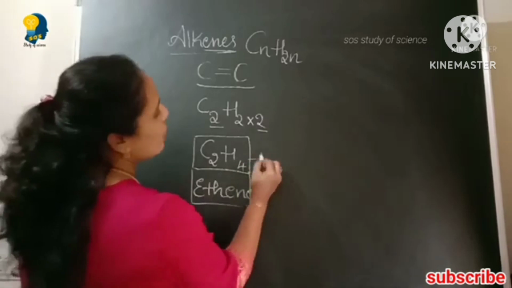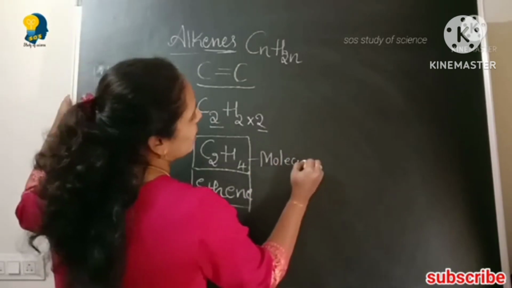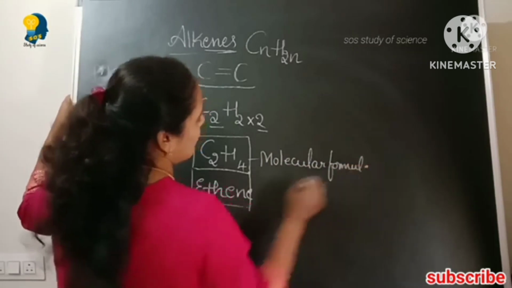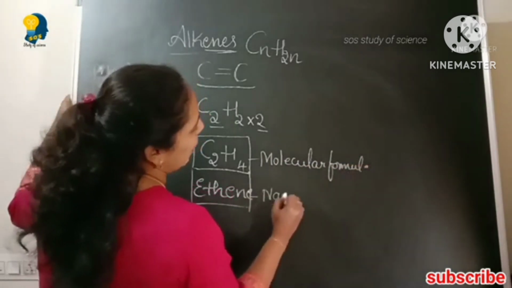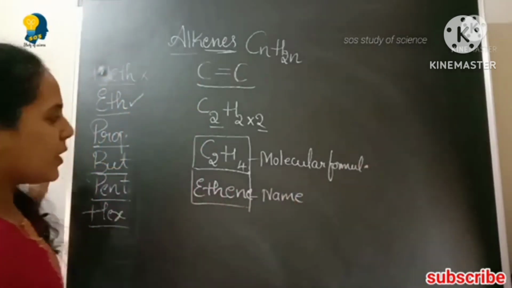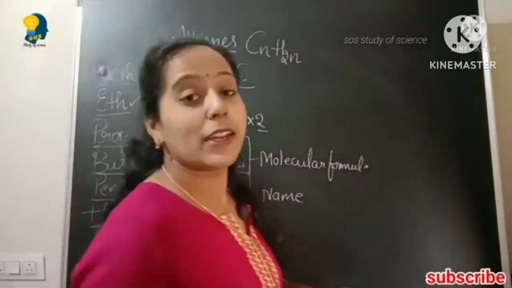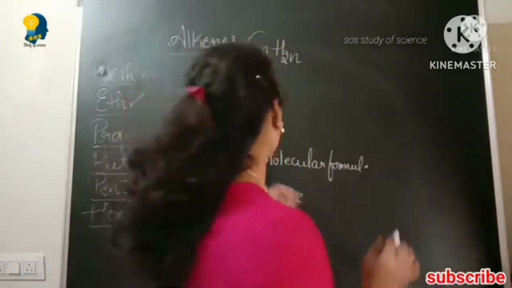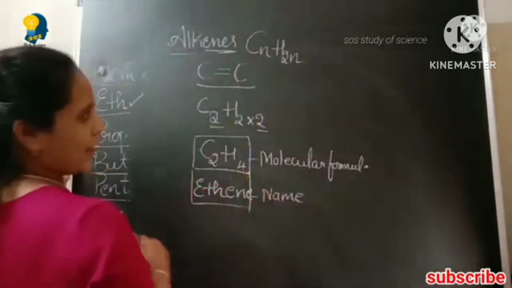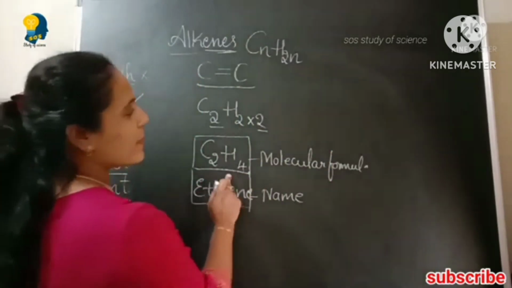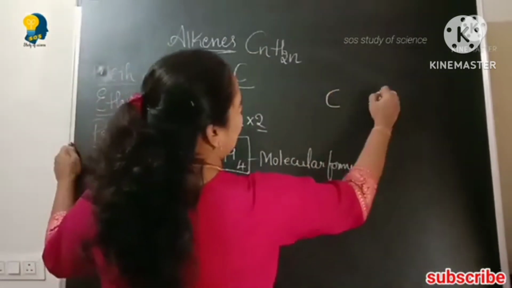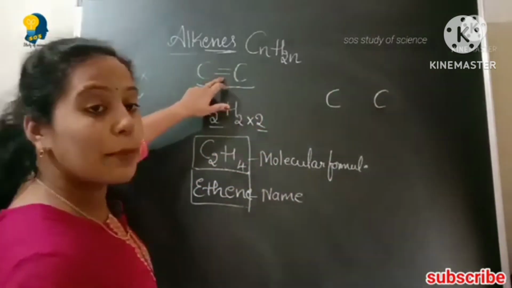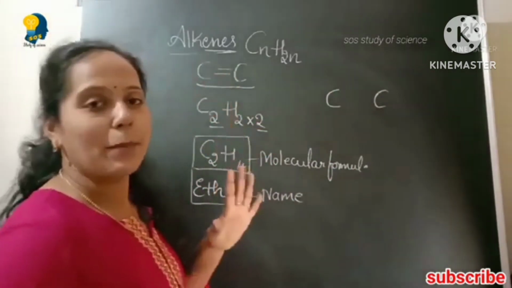So this is our molecular formula, and this is the name of the compound. Ethene is the name. So now it's the most important time, that you have to know how to write the structural formula for ethene. See, to write ethene, just look at the molecular formula. How many carbon atoms are there? There are 2 carbon atoms. Correct. So what is the main rule of alkene? There should be a double bond between carbon and carbon atom.